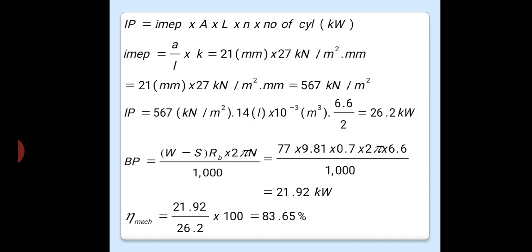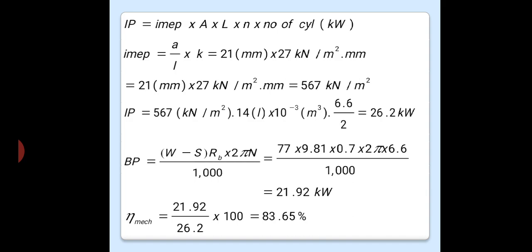Once you have got the indicated mean effective pressure, we are going to substitute the values one by one. Here n is equal to N by 2, so that's why we are going to take 6.6 divided by 2. Next, after substituting the values in the indicated power, we got 26.2 kilowatt. Here we have found the indicated power.